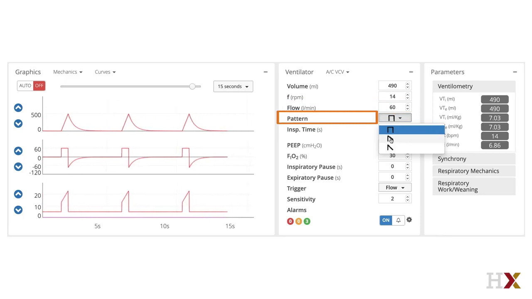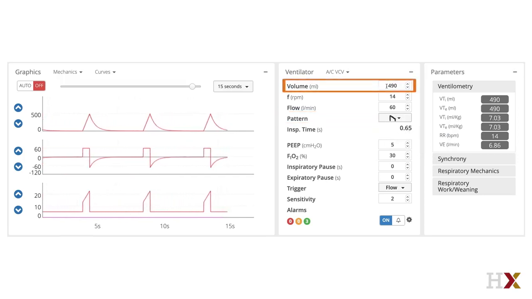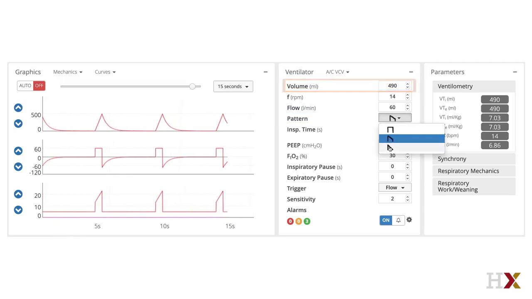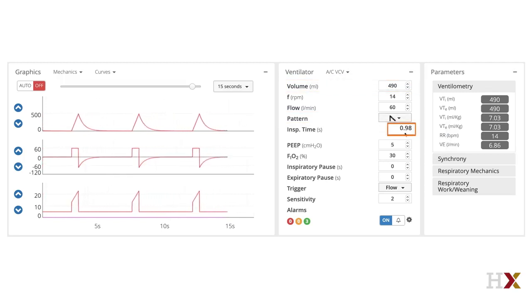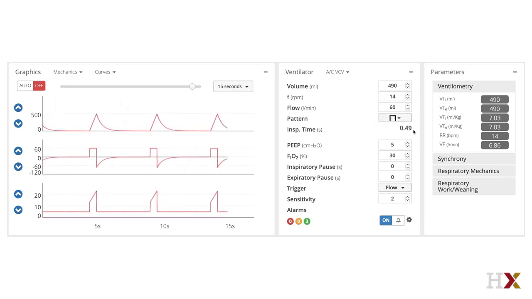If I choose decelerating, this means the peak flow will be 60 liters per minute, but then it will slow down over time, which of course will extend the time required to deliver the 490 milliliters. If I use further deceleration, you can see it extends the time even longer. However, constant flow allows easy interpretation and calculation of inspiratory resistance, so we will leave it at constant flow.